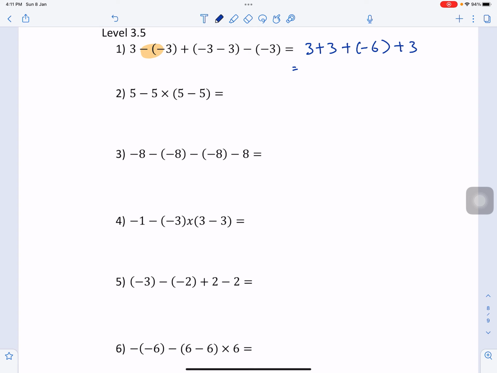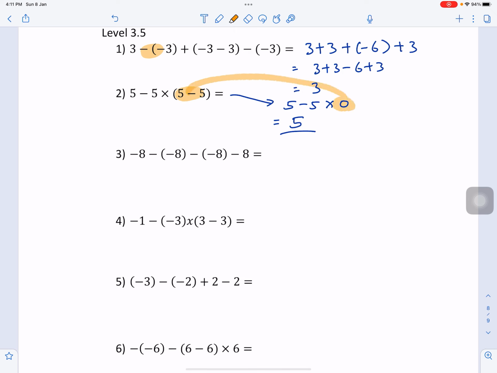Okay, check your answer again, pause the video if you have not done it at all. Okay, all right, so 3 plus 3 minus 6 plus 3, that gives me 3. Okay, the next one, 5 minus 5 times 0, answer 5 alone. Why 0? Because whatever is in the bracket, do first. Next one, minus 8 plus 8 plus 8 minus 8. That gives me 0 as well. Okay, all right.